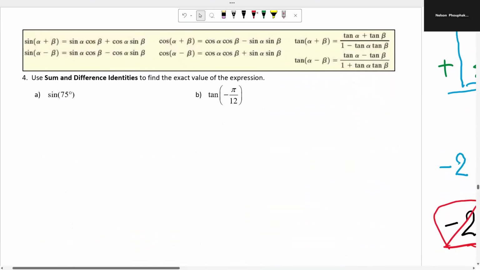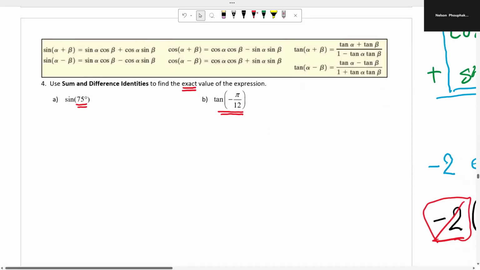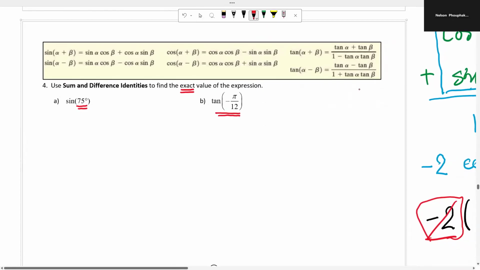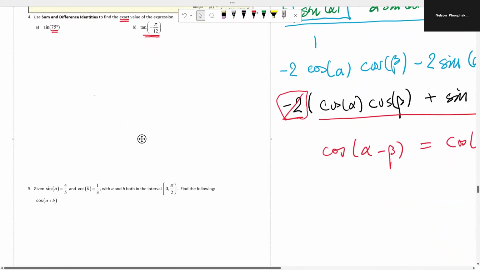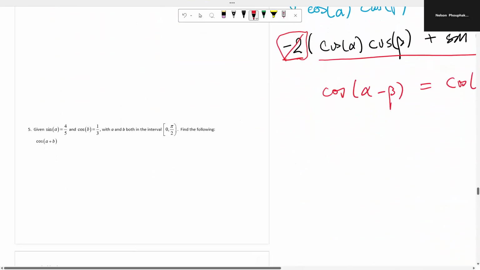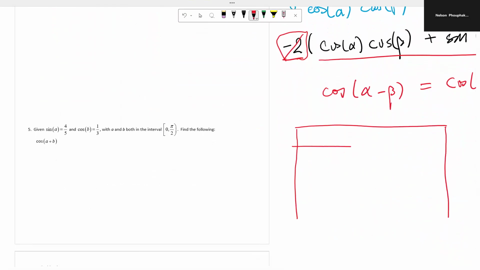So right now, let's see how we actually work with this. If I want to evaluate sine of 75 degree or tangent of negative pi over 12, how can we get the exact value? Before we get to this example, in order to get the exact value, I need to work with the special angles. So let us go back to the table.